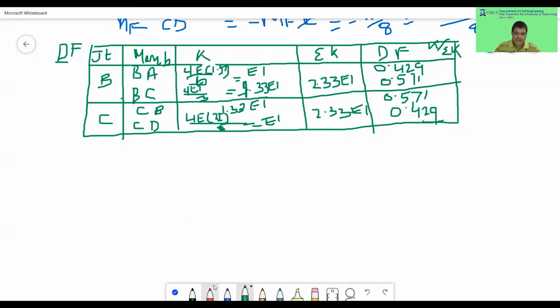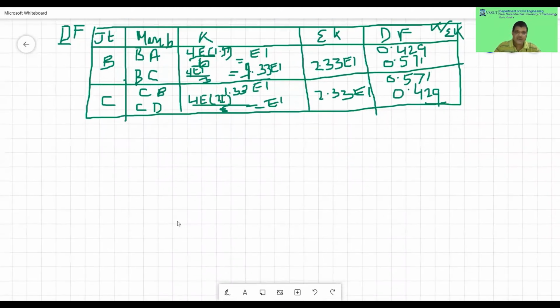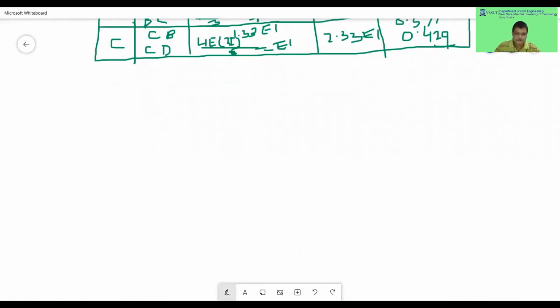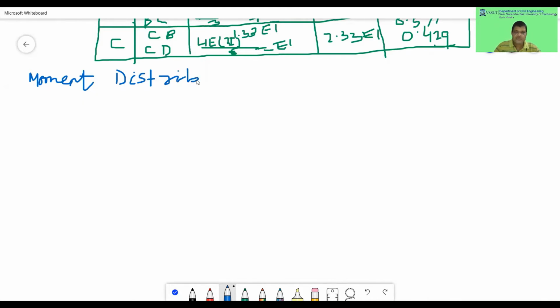Once you find the distribution factor, then the next step is to find the moment distribution. Now let us go to the moment distribution. So we'll do for this moment distribution. So the next item is moment distribution. We will make a table for the moment distribution. Now take the value. So let us draw a table for that. I have already done these things.